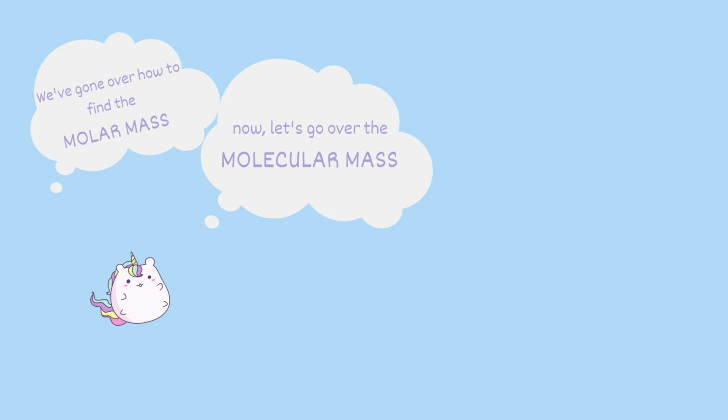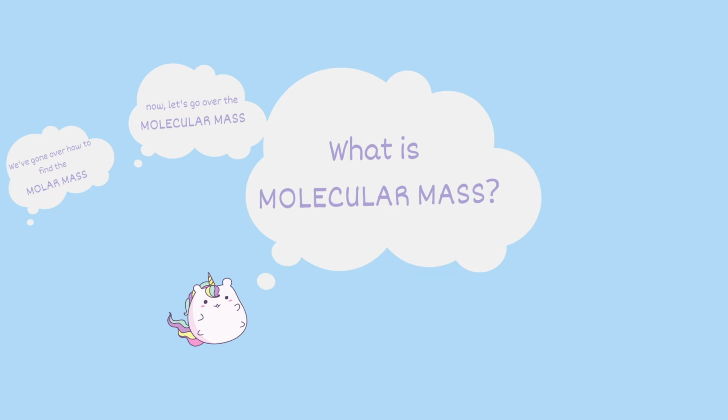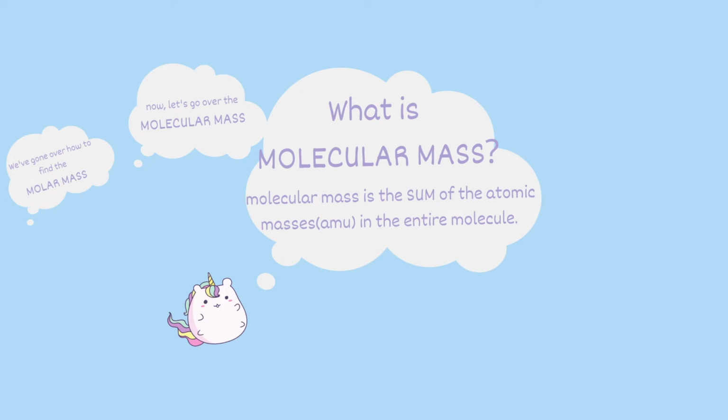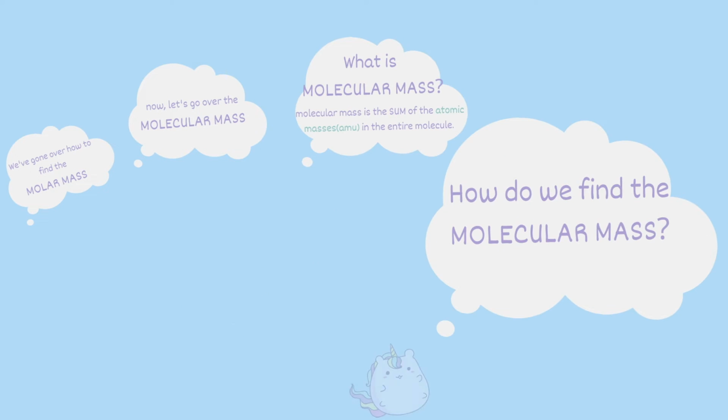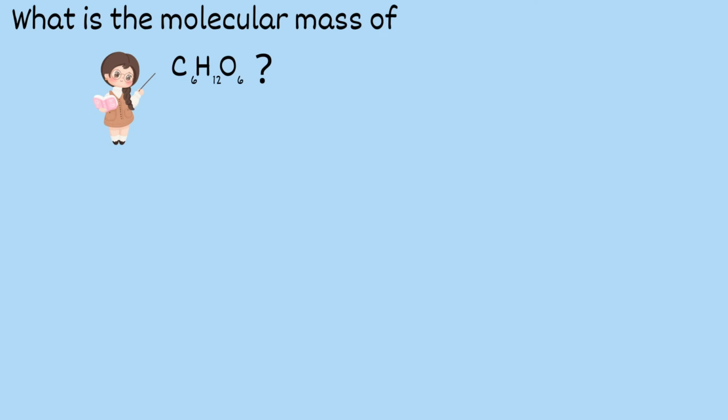Awesome. So we've gone over how to find the molar mass. Now let's go over how to find the molecular mass. First off, what is molecular mass? Molecular mass is the sum of the atomic masses, the AMU, in the entire molecule. And just as a side note, remember atomic mass is equal to the molar mass. So how do we find the molecular mass? The best way to understand this is jumping right into some practice problems. So let's get to it. What is the molecular mass of glucose?